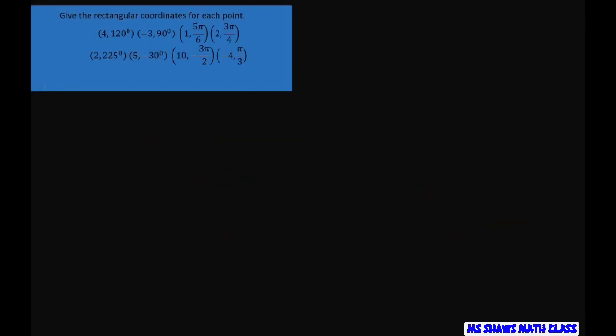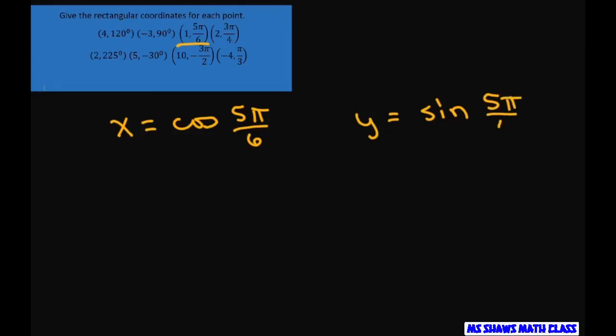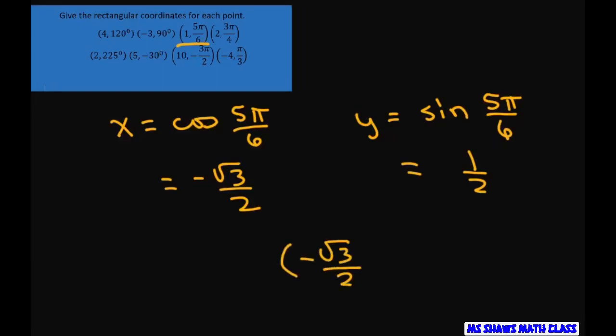And the next one, I think the rest you can kind of do on your own. But the next one's going to be x equals 1 times cosine of 5 pi divided by 6, and y equals sine of 5 pi divided by 6. So this is going to equal negative square root of 3 divided by 2, and this one is 1/2. So your ordered pair is negative square root of 3 divided by 2, comma 1/2.